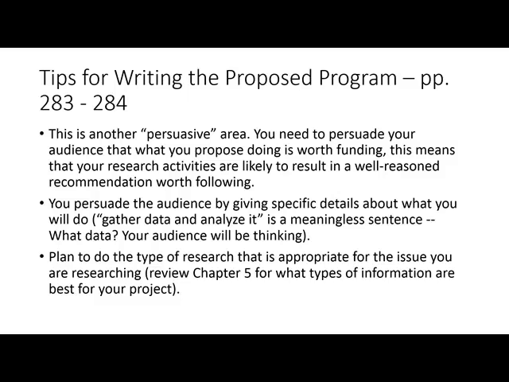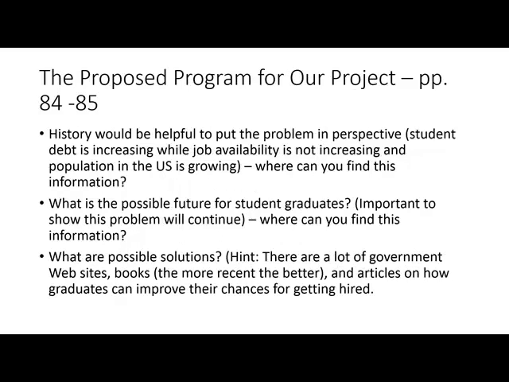In your sample proposal in your textbook, on page 292, you will see that it's called Proposed Tasks. It's the same thing as the proposed program. So you should plan to do the type of research that is appropriate for the issue you are researching. And Chapter 5 will assist you in deciding what types of information are best for your project.